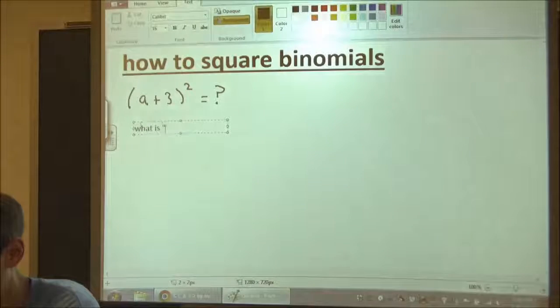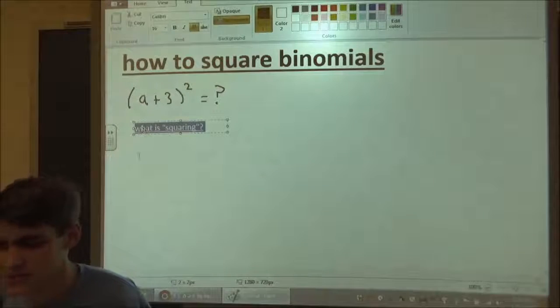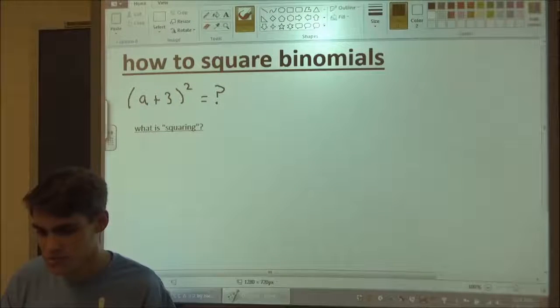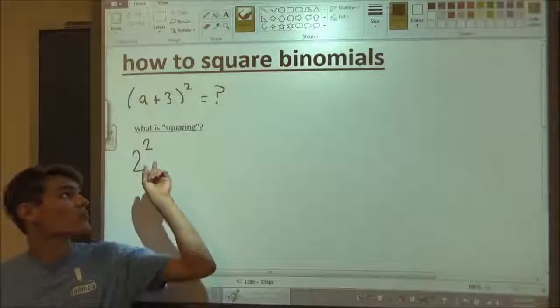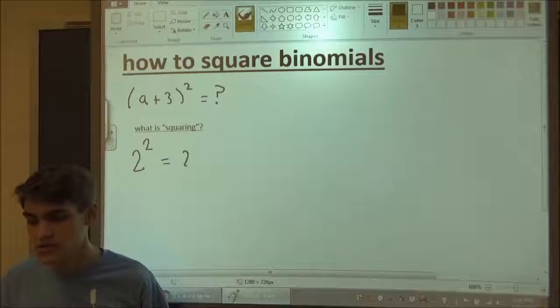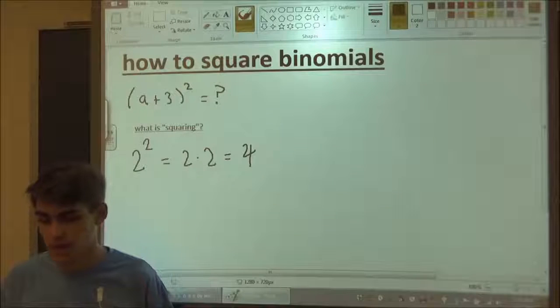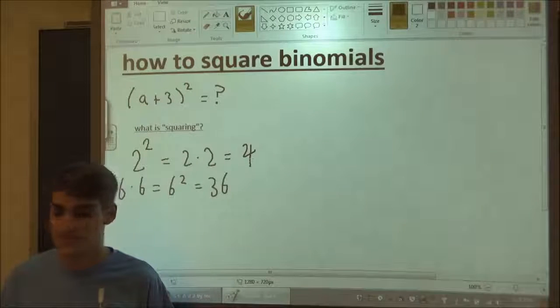So what is squaring? Because there's two parts to this concept, right? The squaring part and the binomials part. What I want to do is just give you the quick definition of what squaring is. It's really easy. Squaring is when we raise something to a little 2 like this. All that it means is we take what's underneath the 2 and we multiply it by itself. So 2 squared would be equal to 2 times 2, which is 4. And 6 times 6 would be equal to 6 squared, and I know that that's 36.